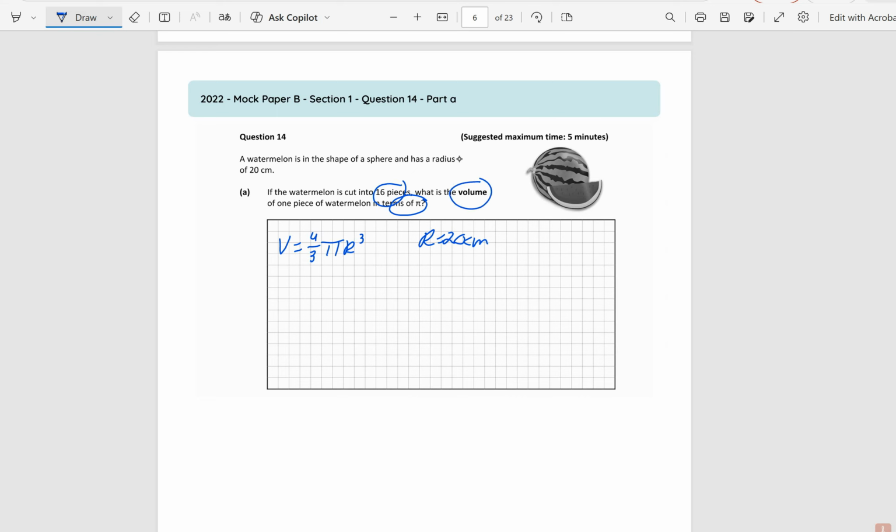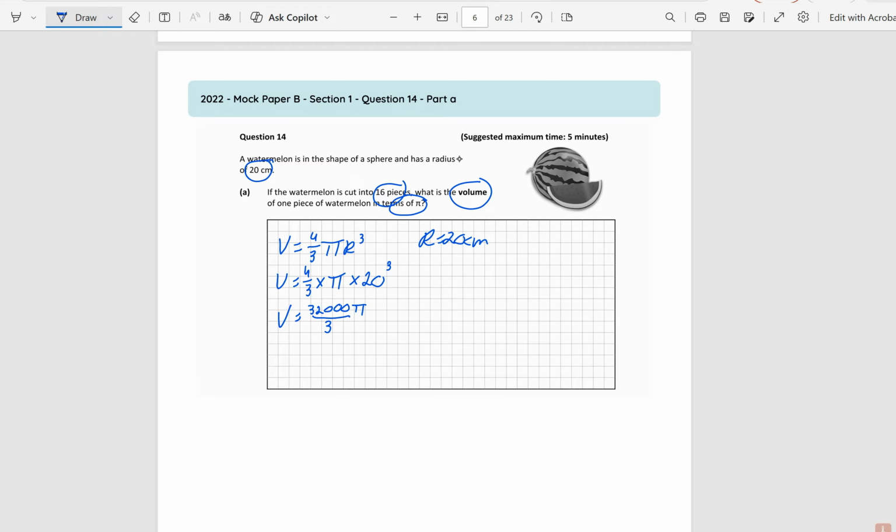Okay, so we have the volume formula. Throw in what we know. Volume equals 4/3 multiplied by pi, multiplied by the radius, which is 20 cubed. If we work all that out, we will get, going to leave it as a fraction, but you don't have to, 32000 over 3 pi. Okay, so that's the volume. You could put it as a decimal if you want, but I'm going to leave it at that.